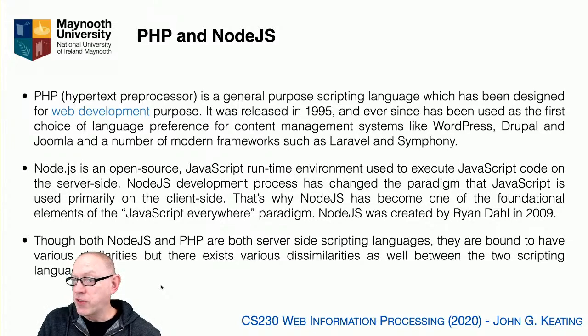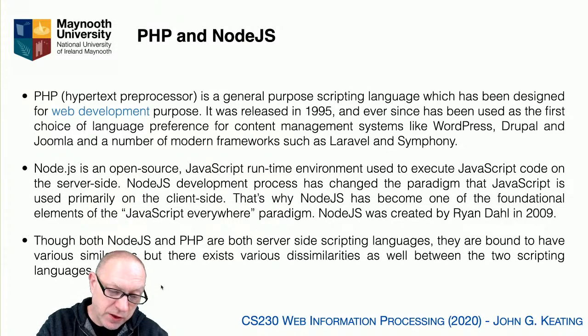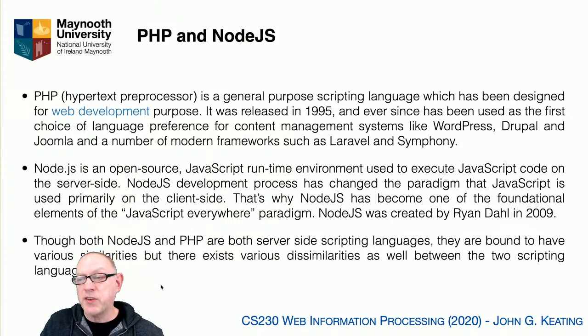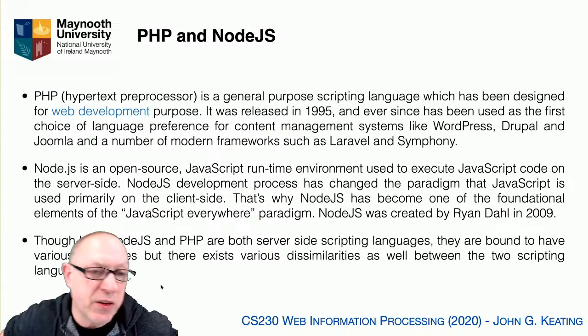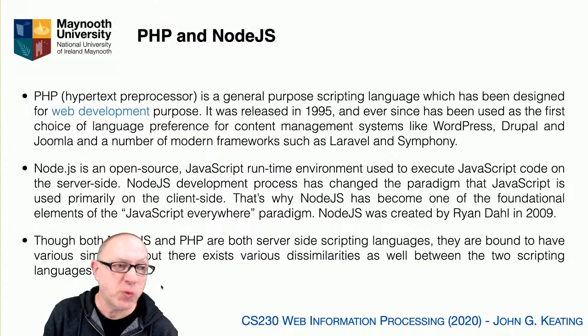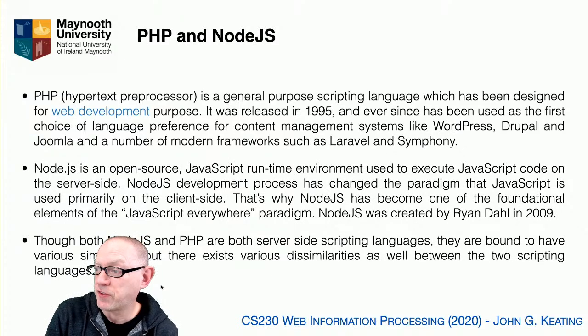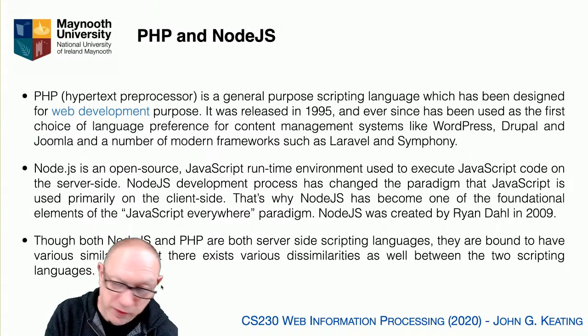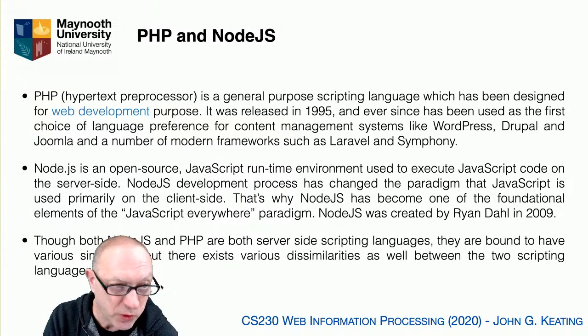It was released in 1995. It's been used ever since as the first choice language for content management systems like WordPress and Drupal. So if you use WordPress, the backend is PHP. If you buy a web server and a web setup for your own domain from Black Knight or any of the hosting companies, then you log in and you'll see that you can install WordPress. And it's just a PHP setup for you. So, if you understand PHP, then you can manipulate your WordPress setup. It has a whole bunch of modern frameworks like Symfony and Laravel, which you can use for building REST APIs.